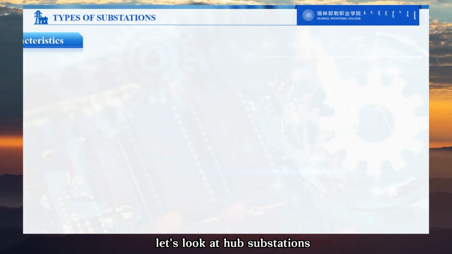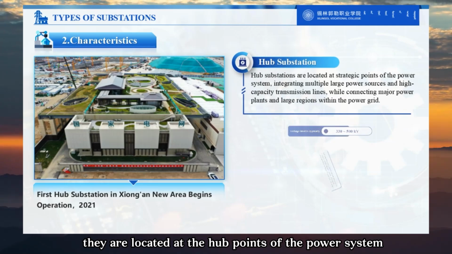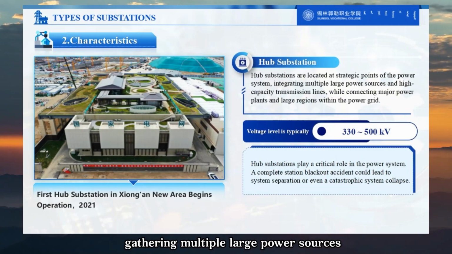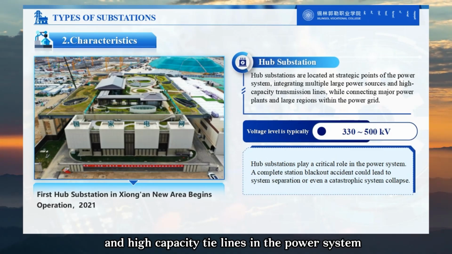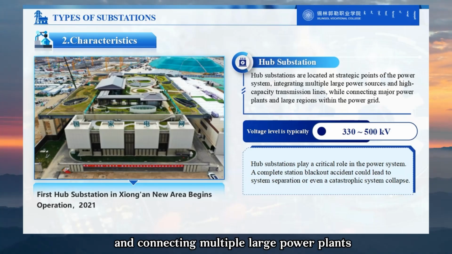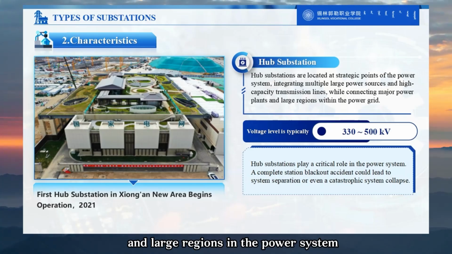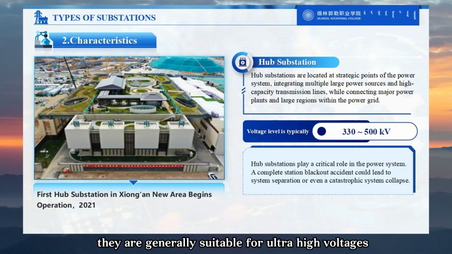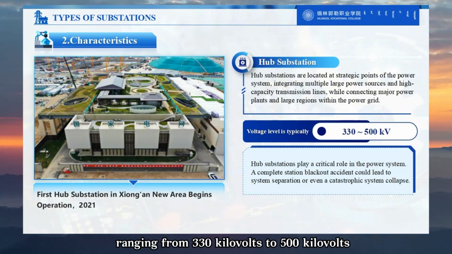Let's look at hub substations. They are located at the hub points of the power system, gathering multiple large power sources and high-capacity tie lines in the power system, and connecting multiple large power plants and large regions in the power system. They are generally suitable for ultra-high voltages ranging from 330 kilovolts to 500 kilovolts.